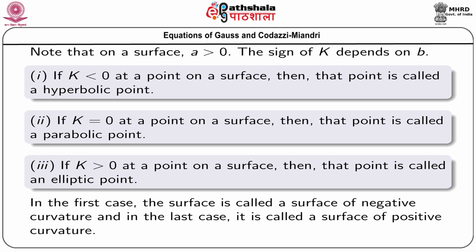So, for K greater than 0, the surface is a surface of positive curvature, and for K less than 0, the surface is a surface of negative curvature. So, the elliptic surfaces are the surfaces of positive curvature. This type of classification we will study again later on when we study the Dupin indicatrix.